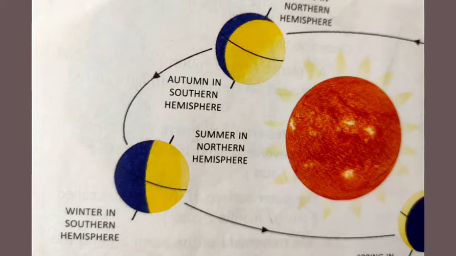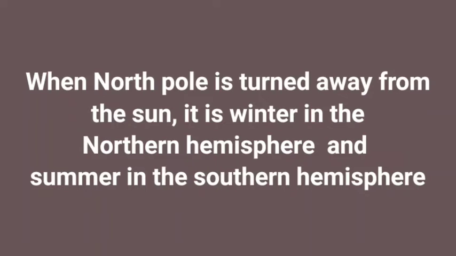Look at the picture here. You can see when the North Pole is towards the sun, it is summer in the northern hemisphere and winter in the southern hemisphere. When the North Pole is turned away from the sun, it is winter in the northern hemisphere and summer in the southern hemisphere.